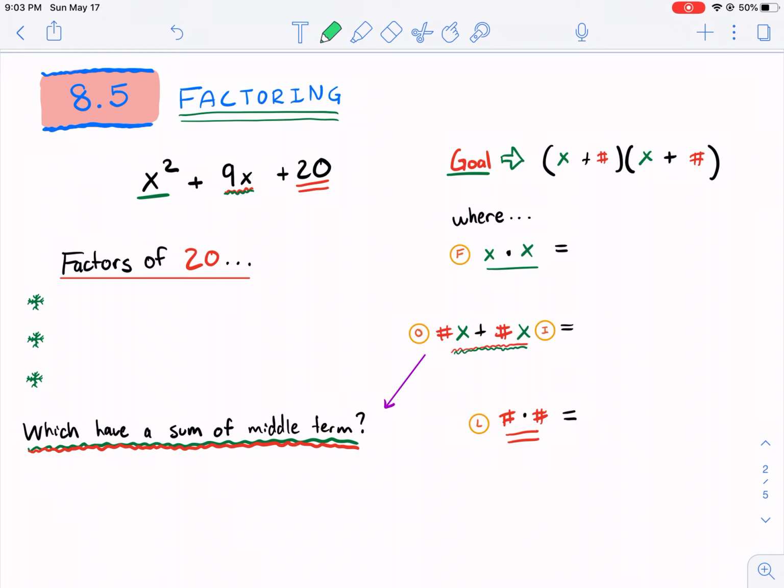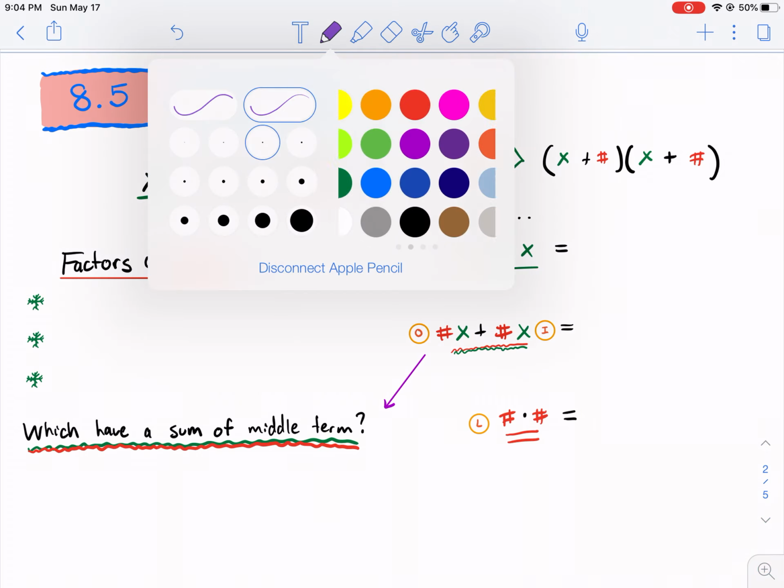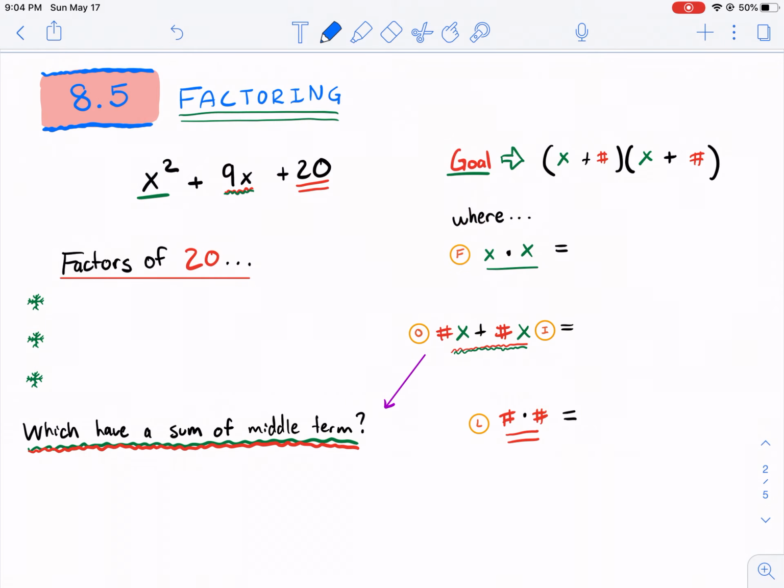We're going to be talking about factoring today, which is section 8.5. So let's go ahead and jump right in. One of the first things you need to understand about factoring is it's essentially the opposite of foiling, of multiplying binomials. For example, if we multiplied x plus 3 times x plus 4, how do we do that?